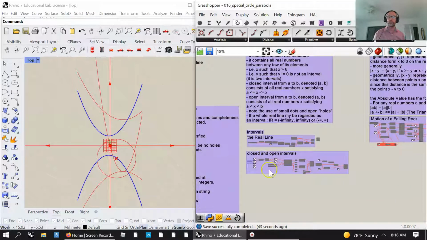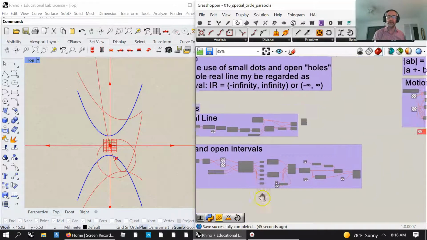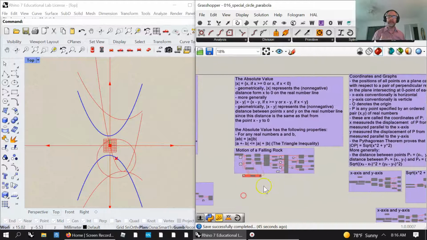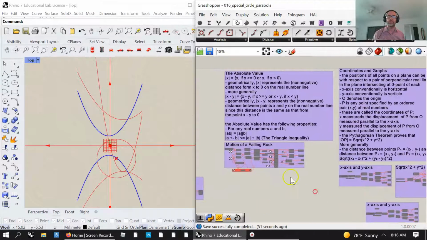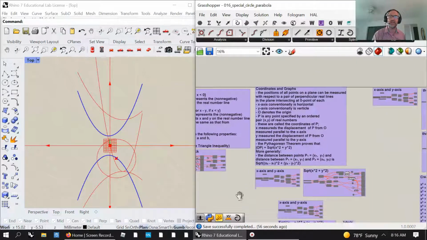We talked about intervals in the real line, closed and open intervals, and dealing with a straight, linear real line. And then I think after the motion of the rock, we looked at the absolute value, which was necessary. We actually bounced the rock off the base and had it come up. So I think this series is actually pretty fantastic.